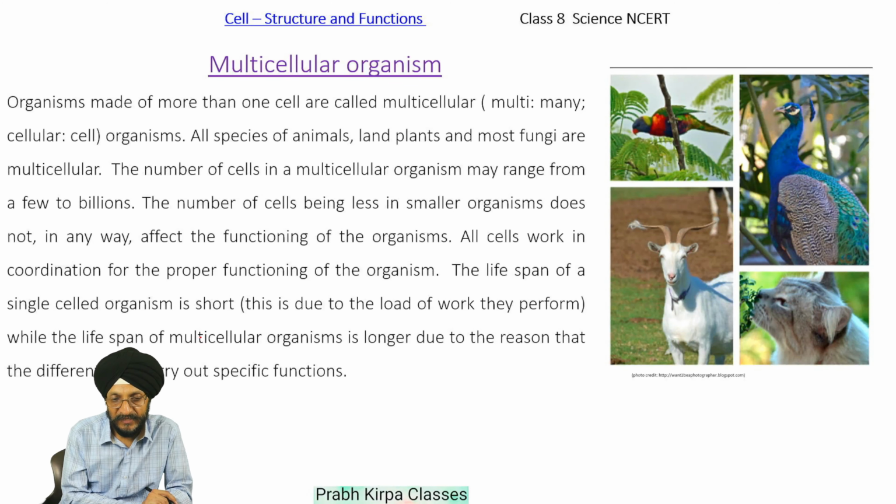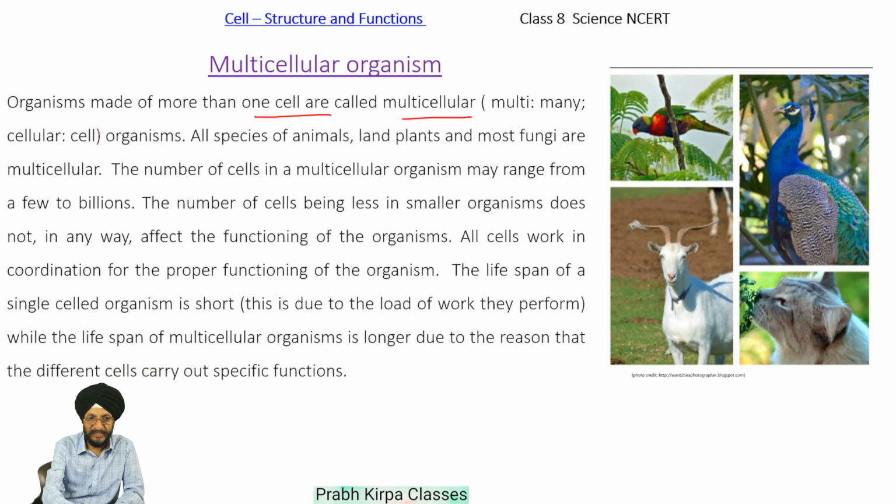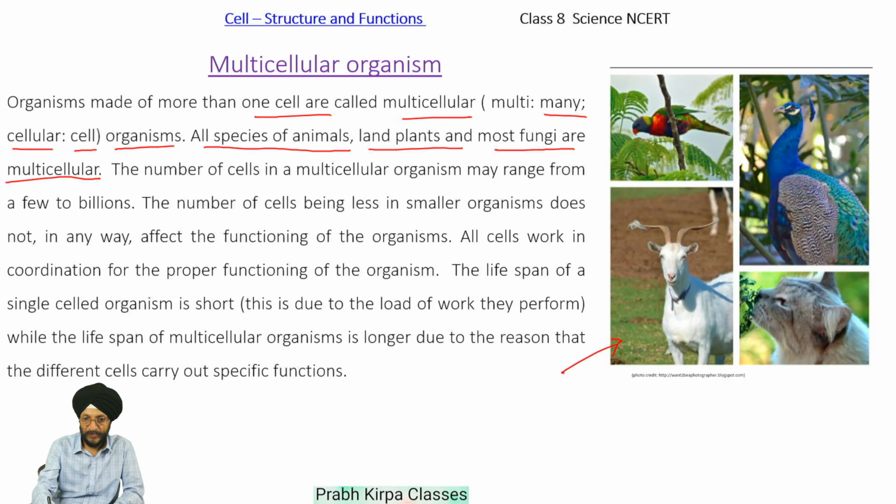Now, what are multicellular organisms? Those organisms which have more than one cell are called multicellular organisms. Multi means many, cellular means cell. All species of animals, land plants, and most fungi are multicellular. These are the photographs of few organisms who are multicellular. The number of cells in a multicellular organism may range from a few to billions.